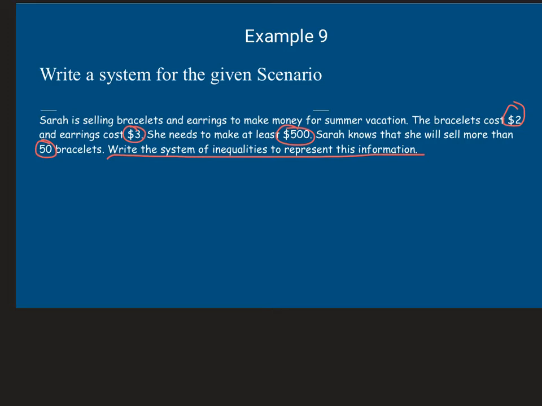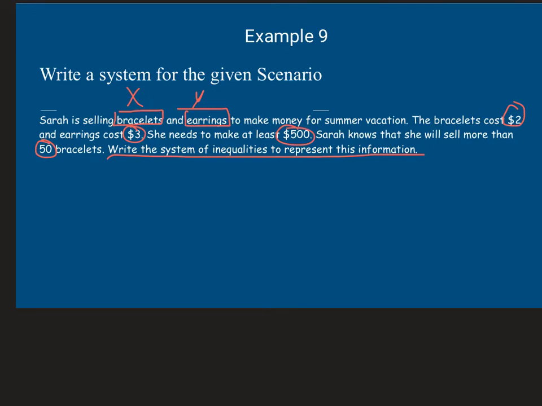Sarah is selling bracelets and earrings. Again, we know we're working with systems, so we're gonna go ahead and have to label. Let's go ahead and make my bracelets X and my earrings Y, okay? She's selling them to make money for summer vacation. The bracelets, which is our X, cost $2. So that cost is like saying per or each. They each cost $2 and the earrings each cost $3.